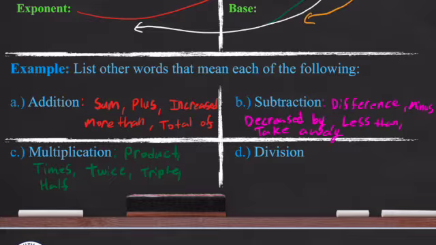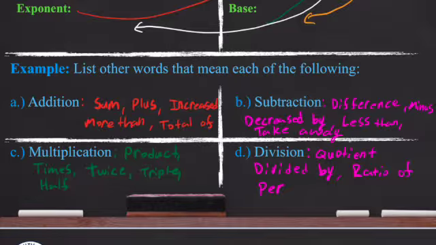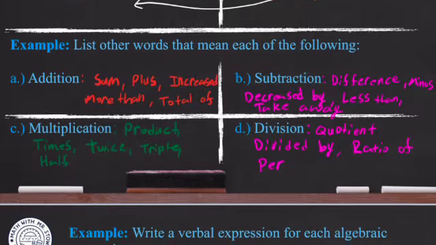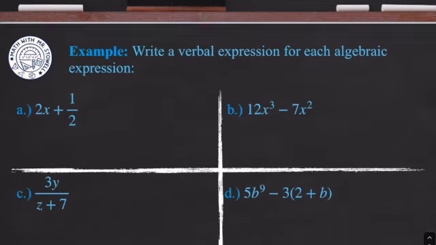Then for division, some of the key words that we have are quotient, divide by, or divided by. You have ratio. Remember, ratio is another word that means division, or ratio of. Then we have per. Per is another word that means division. Now, since we have some key words, let's go ahead and look at some examples.